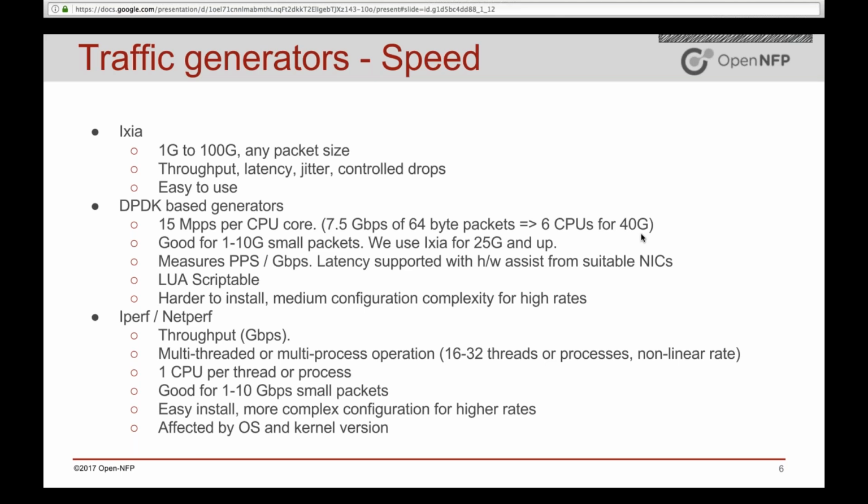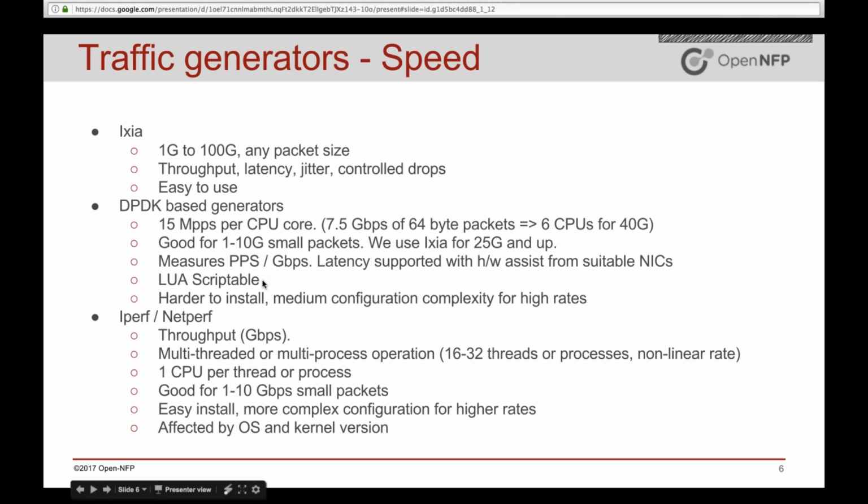And if you're trying to test 100 gig, you can probably get there with MoonGen, but you'll find it much easier with the hardware-based generators. So we typically use DPDK, PacketGen, or MoonGen for anything from 1 to 10 gig, maybe even 25 gig, but for the larger rates, 25 gig and up, we typically use the Ixia. These generators can measure the packets per second or the throughput as you wish, and MoonGen in particular can take advantage of hardware assist to do latency measurements as well.